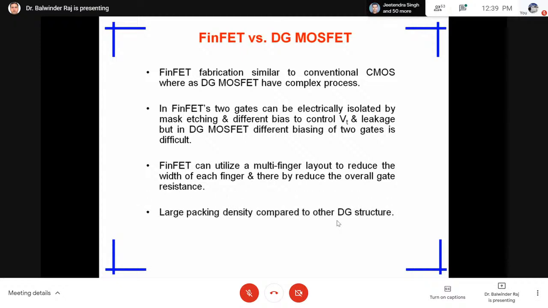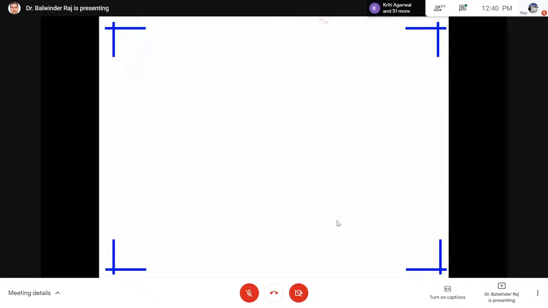Then the large packaging densities as compared to DC, which we have already discussed, because we can stack in the vertical technology up and bottom both P and N, and driving capability and packaging density can be enhanced as compared to DC.